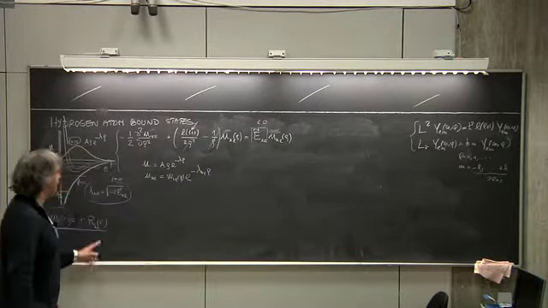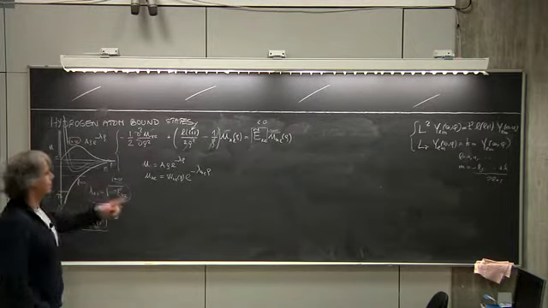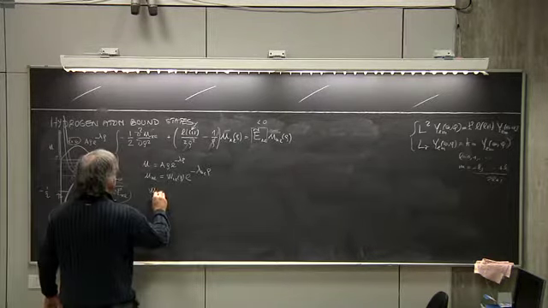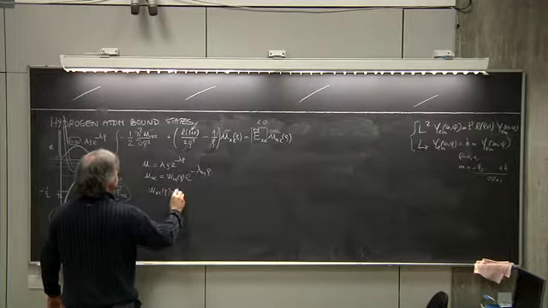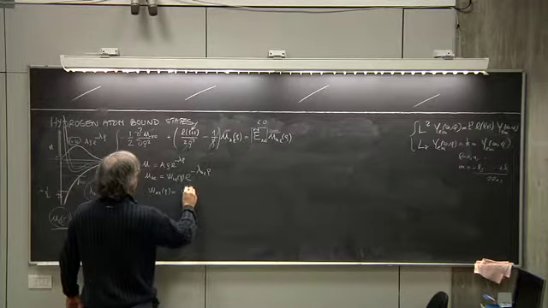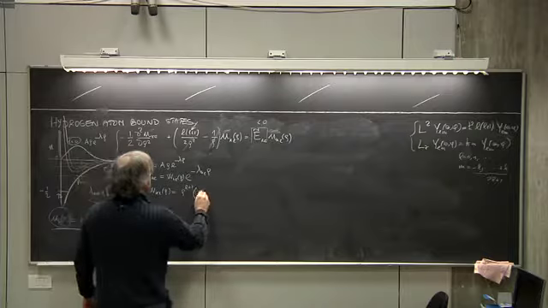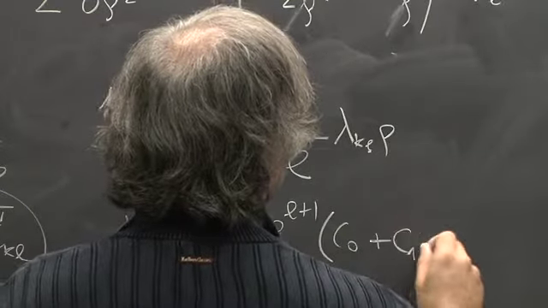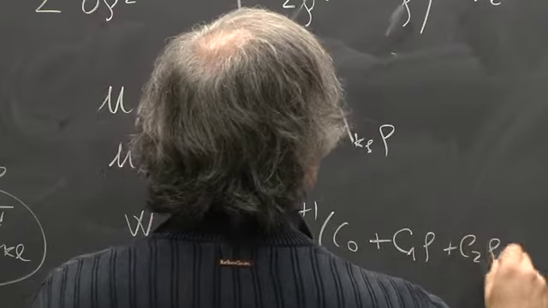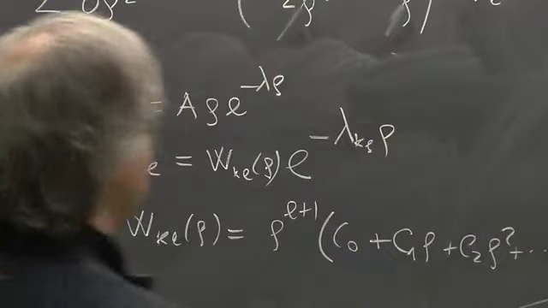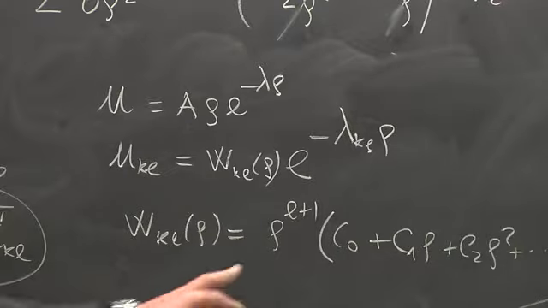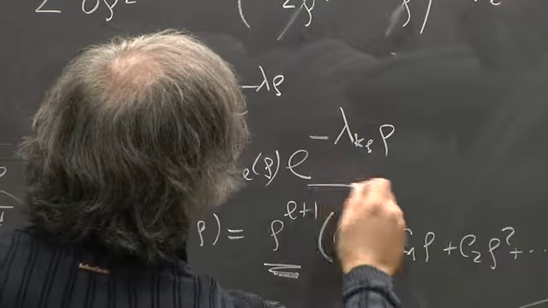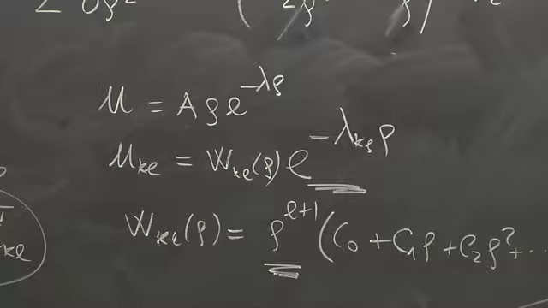I know, by the way, that W_KL of rho should start like rho to the L plus 1 times some coefficient. Obviously, there are other terms, C1 rho plus C2 rho square, plus like that, okay? So these two things I know. And when you know something, you better extract it, okay, and see what happens for the rest.